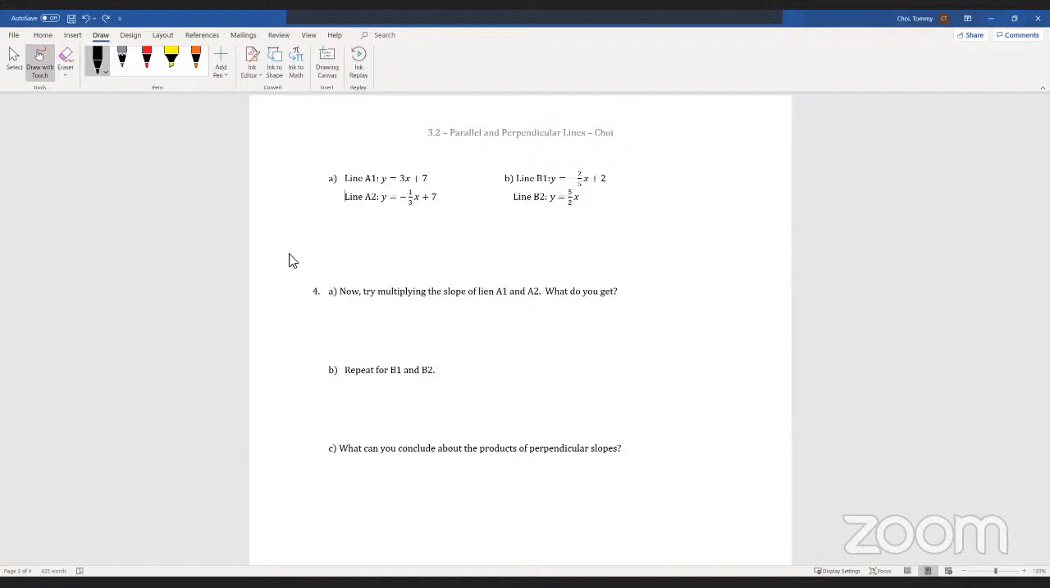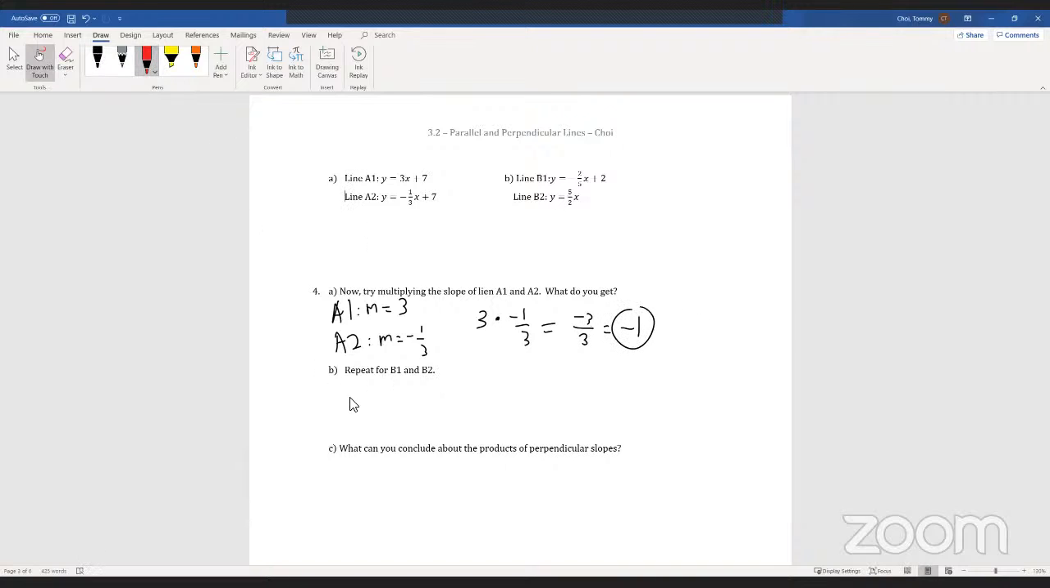So A1 and A2, the slope, so for A1, the slope is 3. For A2, the slope is -1 over 3. So if we try to multiply these slopes together, 3 times -1 over 3 is going to give me -3 over 3, which gives me -1.